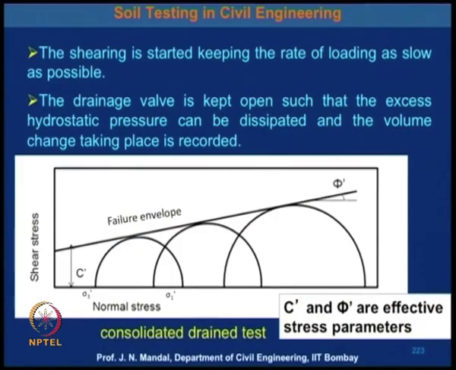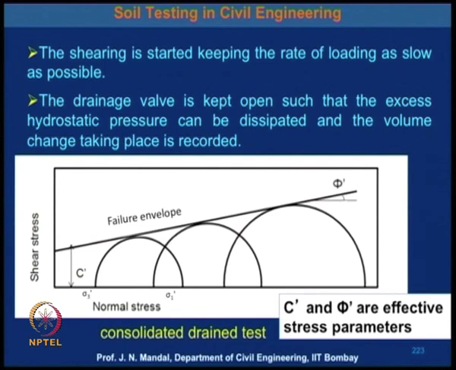Now, I will discuss the consolidated drained triaxial test. After proper encasing of the sample in the triaxial cell, the required lateral pressure is applied. Now, the drainage valve is kept open. On application of the lateral load, the excess hydrostatic pressure starts to dissipate slowly, thereby causing a volume change. Now, shearing is started, keeping the rate of loading as slow as possible.